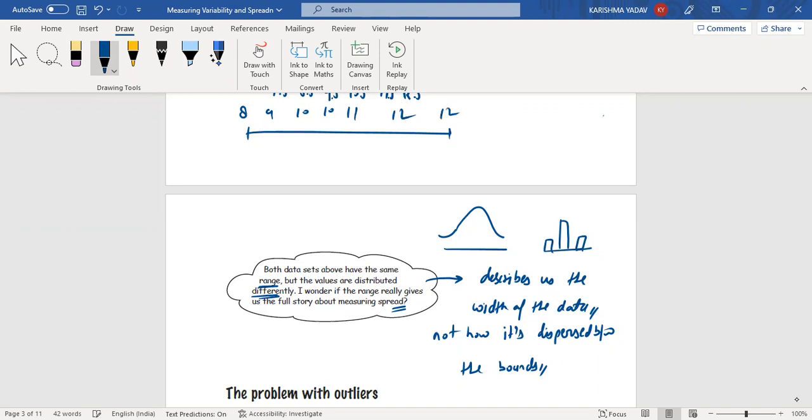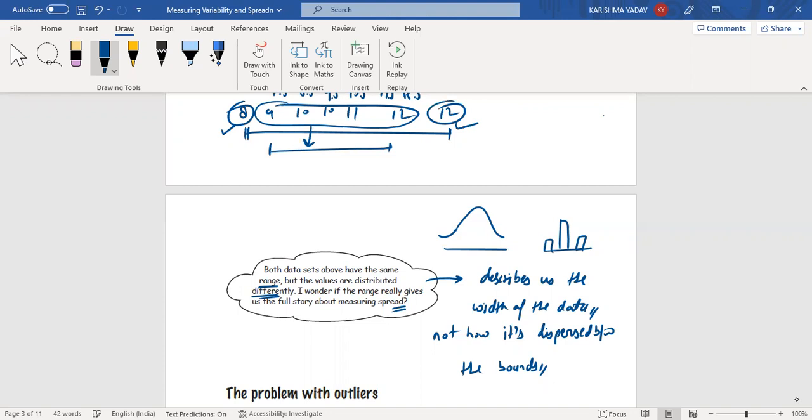Okay, now we know that this is the lower bound and this is the upper bound. Now we are subtracting the lower bound from the upper bound. We are only using the upper bound and lower bound values. We are not using the values that are in between them, so we don't know how values are distributed between these bounds.